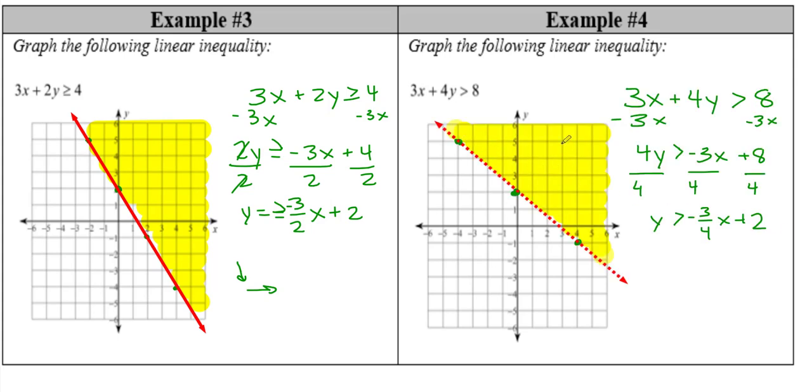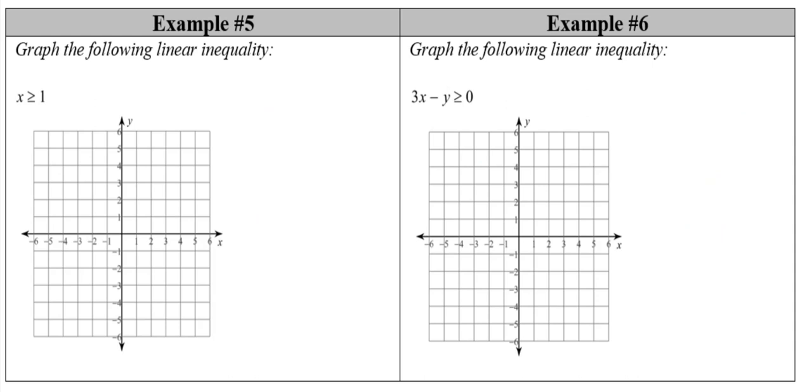Alright, welcome back. So this is what I got right here. I got y greater than negative 3/4 x plus 2. Since it was greater than, I went ahead and shaded above the line. Alright, I got 2 more examples for us right here. I'm going to walk through this one, let you do this last one on your own.